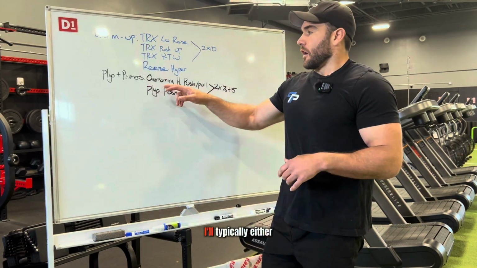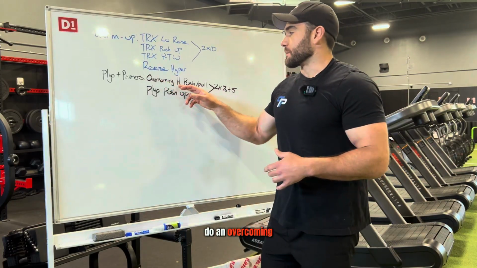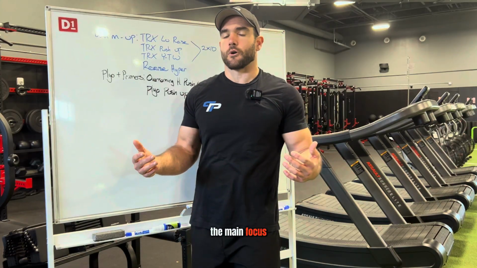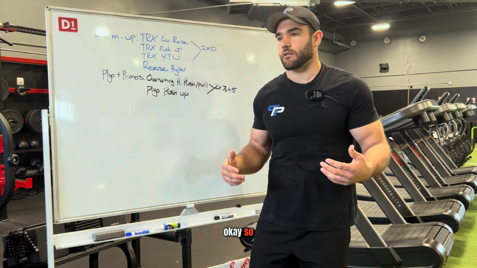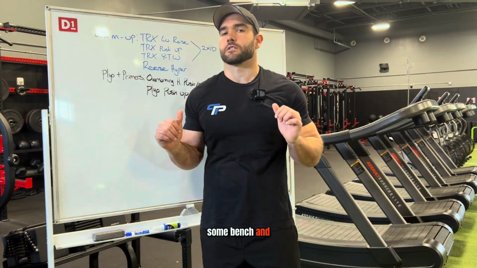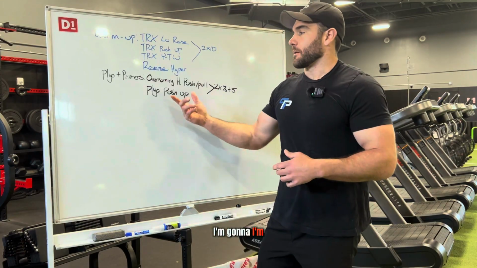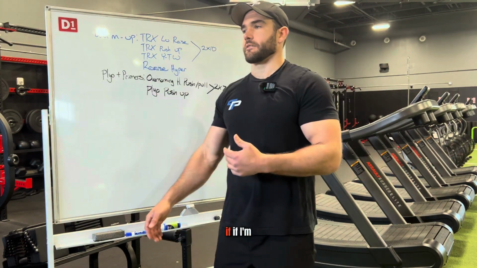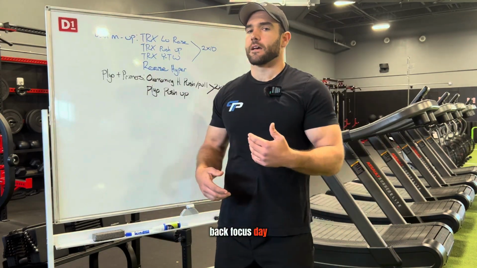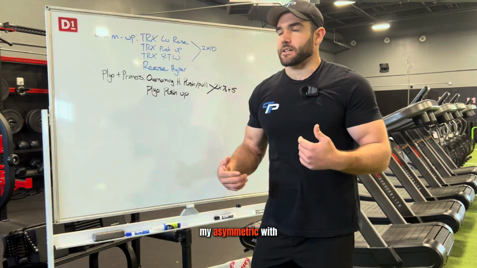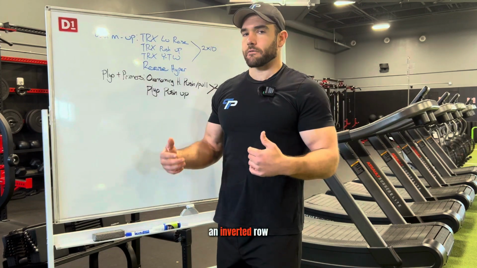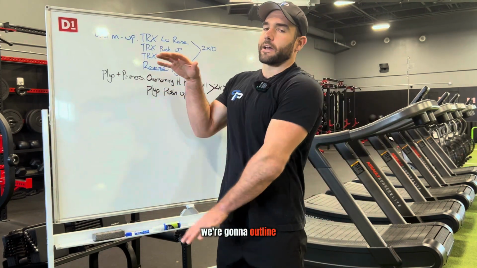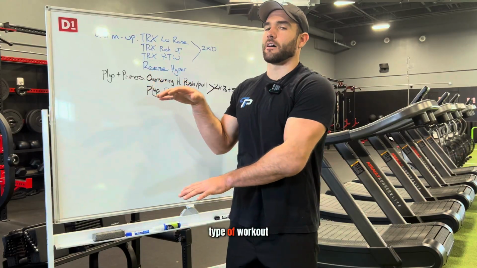So I'll typically either do an overcoming horizontal push or a horizontal pull, depending on what the main focus of the day is, okay? So if I'm really looking to maximize some bench and some of that stuff, I'm gonna pair it with a horizontal push because it just goes in line with what we're doing. If I'm having a more back focused day, I might do an overcoming isometric with a horizontal pull and do like an inverted row. So for the rest of the workout, we're gonna outline a horizontal push type of workout.